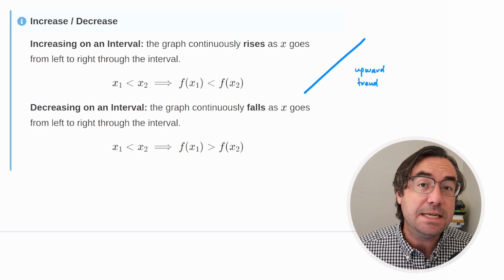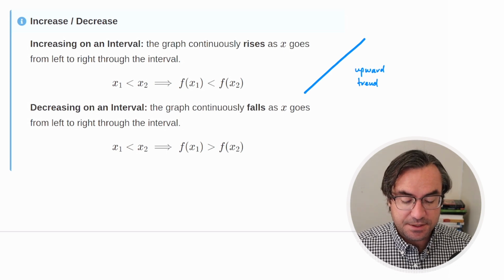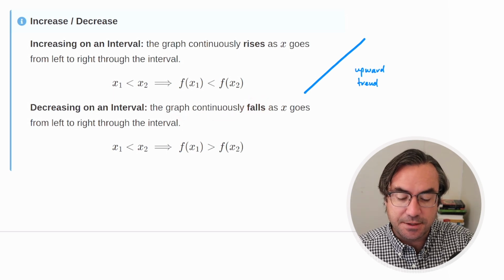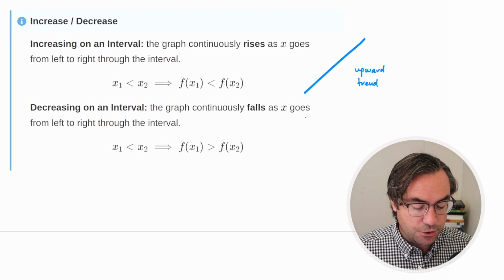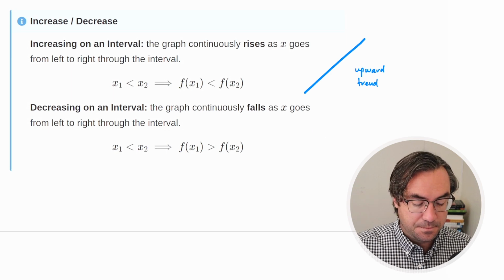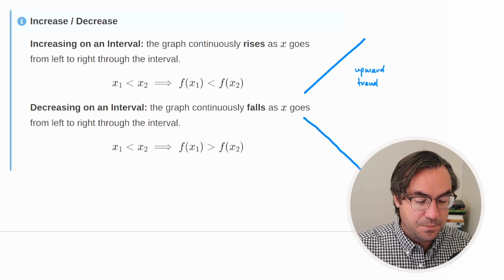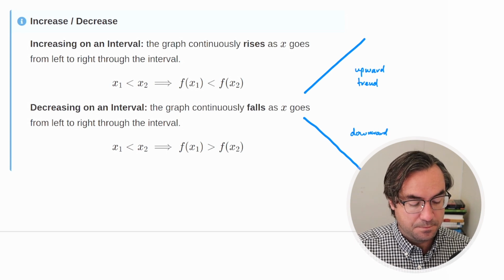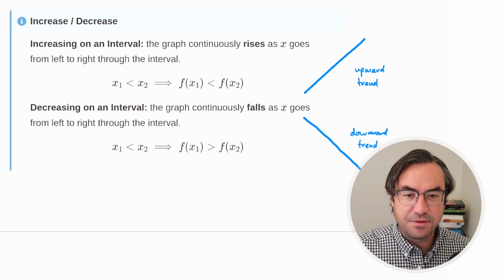Now, what about decreasing on an interval? Well, in this case, the graph continuously falls as x goes from left to right. So it's going to have a downward trend. It'll have this overall look.